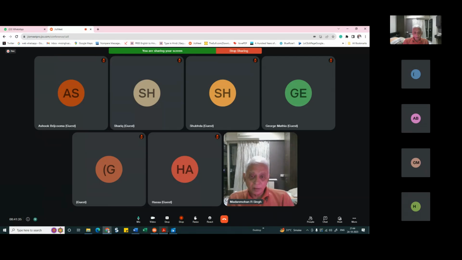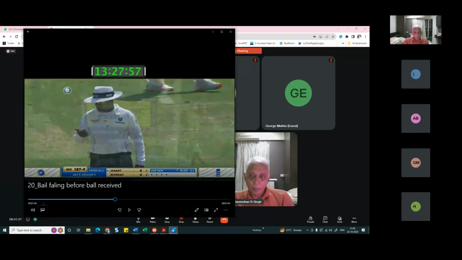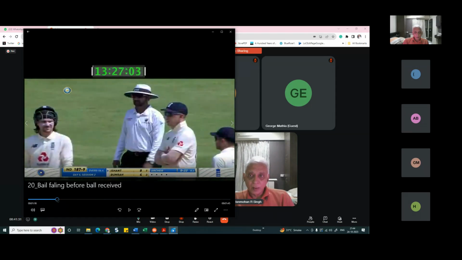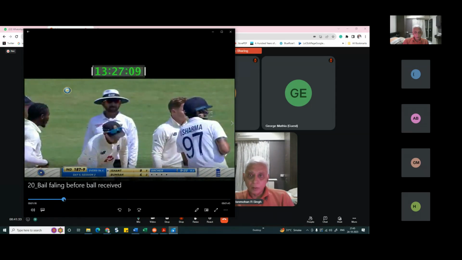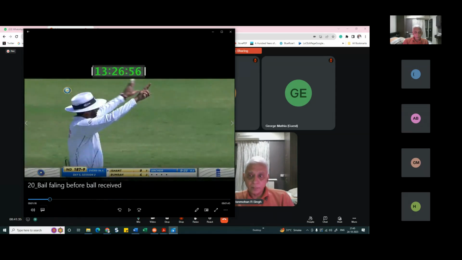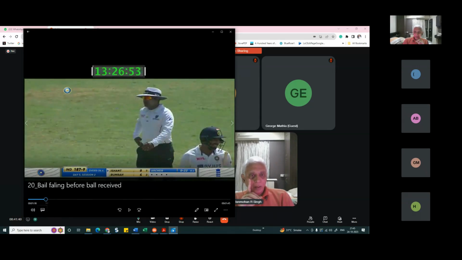But then there are lessons here that you must understand. One of the things that I always tell umpires is that when you are at square leg, if the batsman striker plays forward, watch the line, and if the striker plays back, watch the wicket.